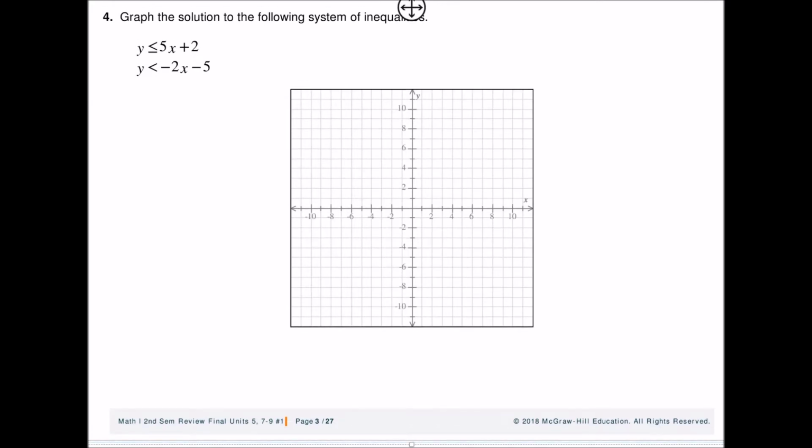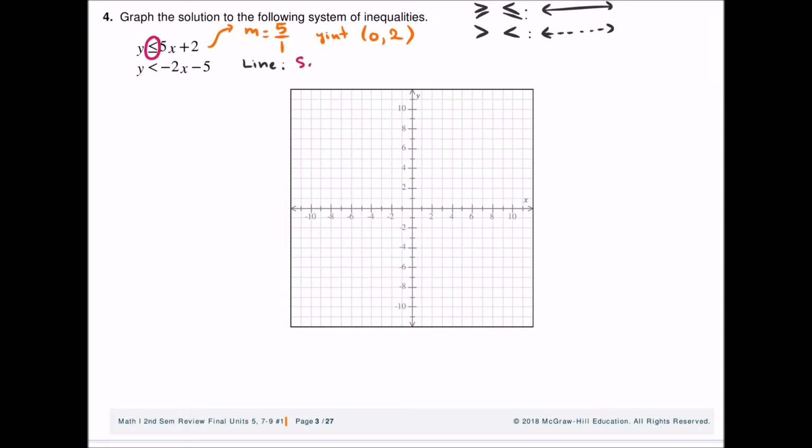Number 4. We're going to graph this like problem 2 that we did earlier. We need the slope. For the first equation, the slope is 5 over 1, and the y-intercept is 0, 2. The difference this time is that the line is going to be either dotted or solid. If the inequality is less than or equal to, or greater than or equal to, that will be a solid line. If it's greater than or less than without the equal sign, that will be a dotted line. So in our case for equation 1, that will be a solid line.